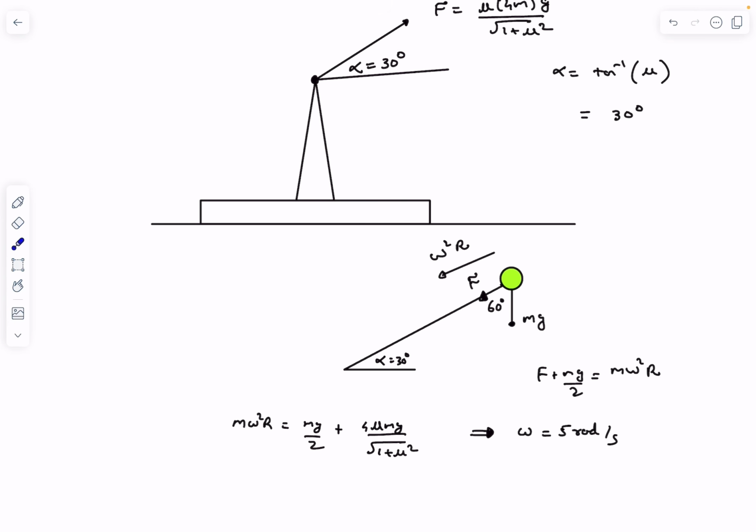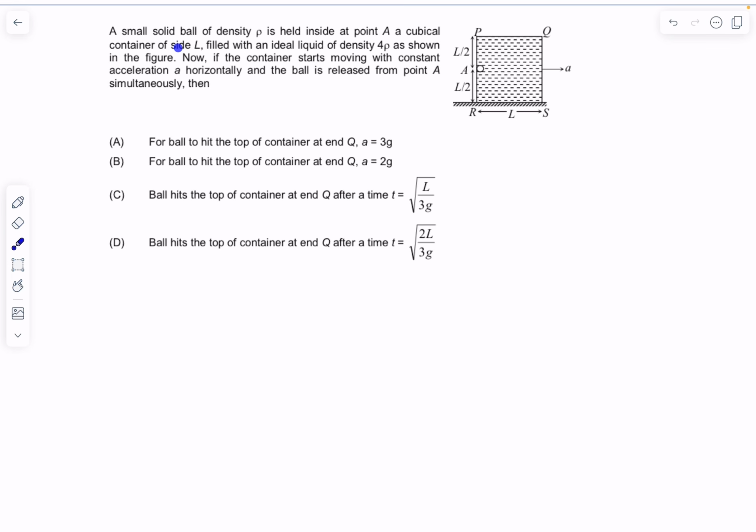Okay, so now let's move on to the next question. This problem is to revise the topic buoyancy a little bit. So we have a small ball that has a density of rho, and it is held at a point A over here in a cubical container of side length L filled with an ideal liquid of density 4 rho, as shown in the figure. Now if the container starts accelerating in the horizontal direction with acceleration A, and the ball is released at point A simultaneously, then we have to answer these problems.